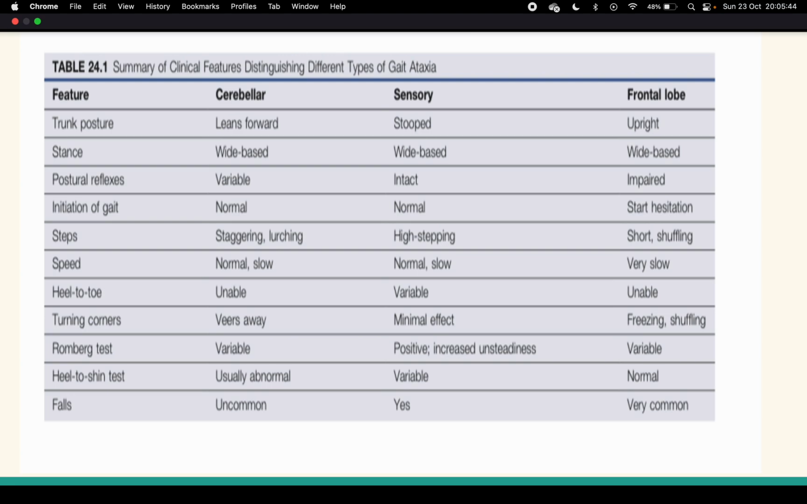And the Romberg test, obviously it is positive in the sensory, whereas in the rest it is variable. Heel to shin test is usually normal in frontal lobe, abnormal in cerebellar, and variable in sensory. That means if with the eyes open, the patient can do the heel to shin test, but with eyes closed, it might be somewhat difficult in sensory patients.